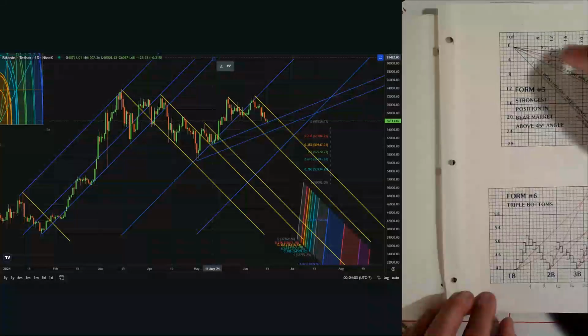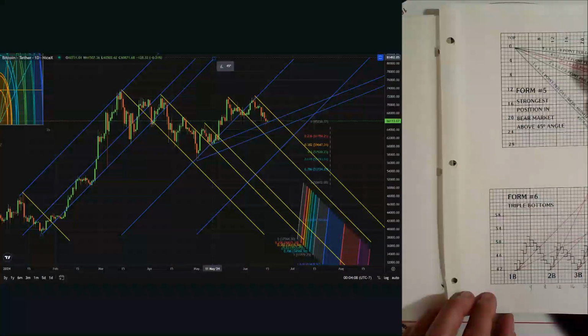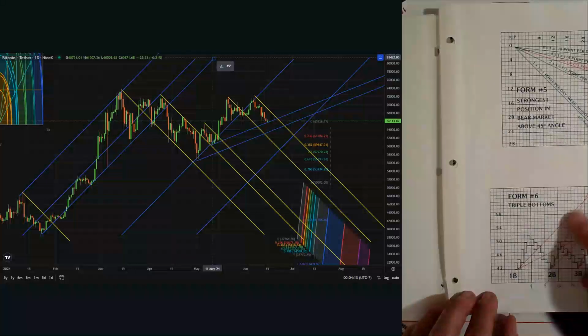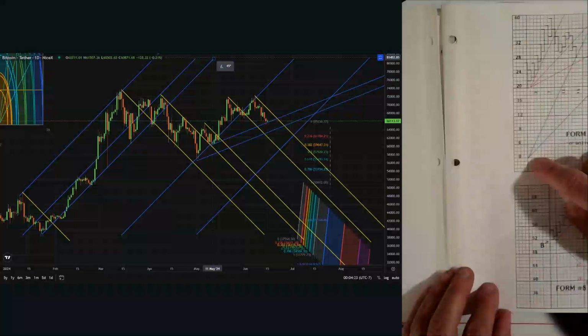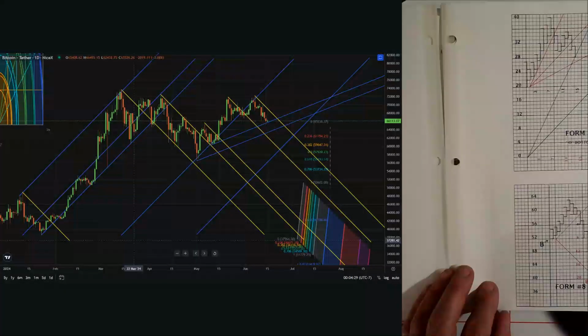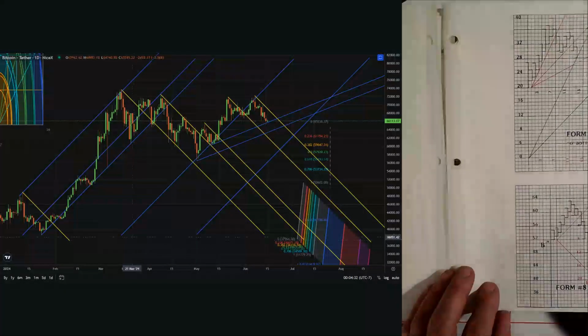So, strongest position in a bear market. We're going to talk about our 45-degree angles and discuss all those too. Also from bottoms, and also where angles cross. We're going to talk a little bit about this as well, where you can see the asset. Angles from 0, Form 7. We're going to take a look at those. You can see those. We're going to talk about all this on our chart as well.